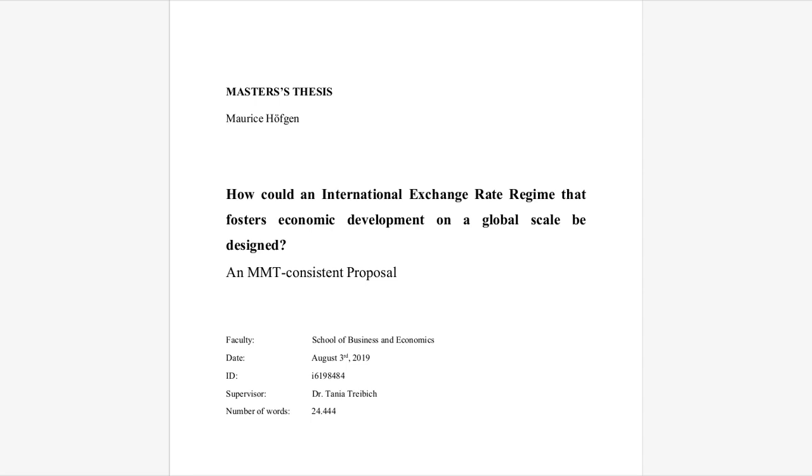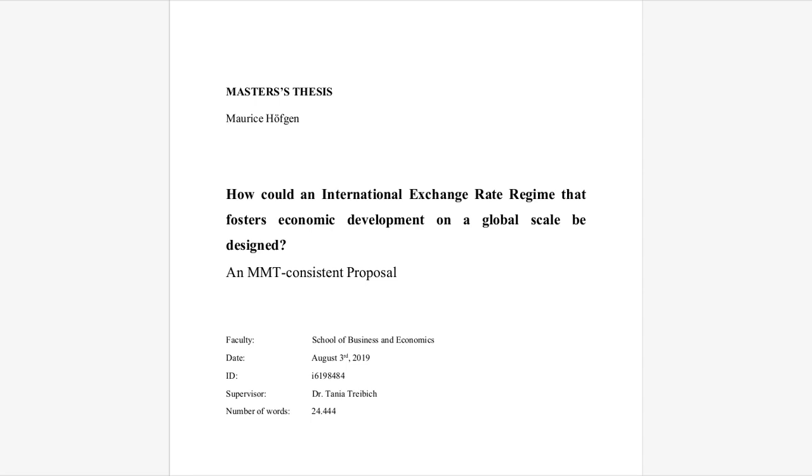The second feature is what Höfgen calls one country, one currency. Each nation would have its own unique fiat currency. So, no more shared currencies like the euro. Everyone goes back to their own national currency. That's the ideal scenario, according to this model. He argues it's crucial for both monetary sovereignty and exchange rate stability.